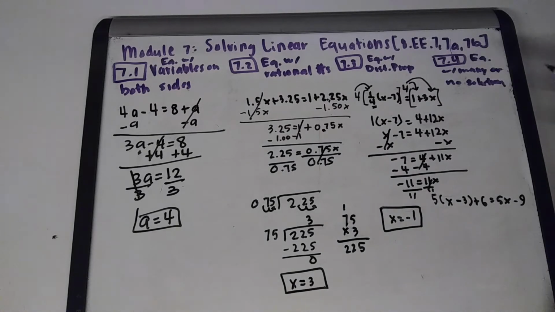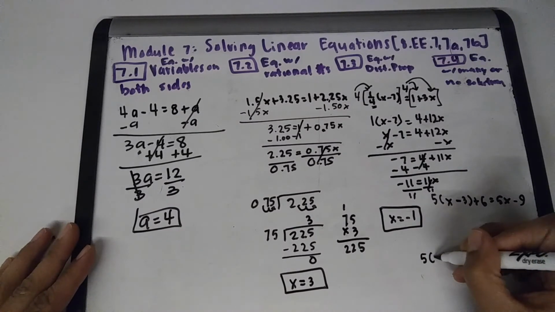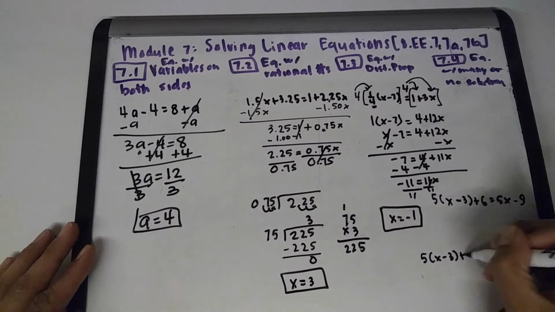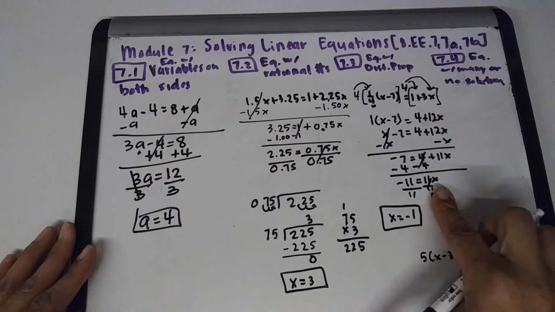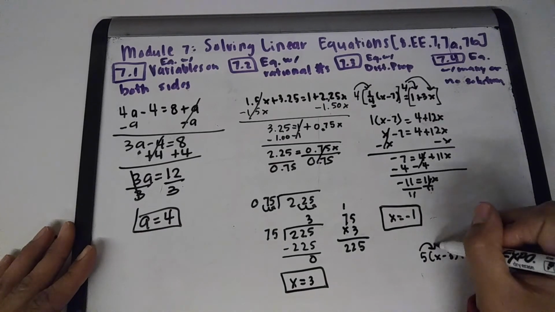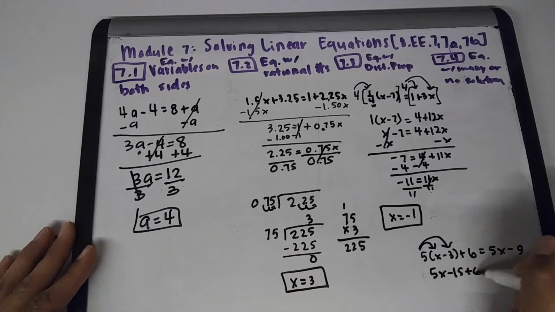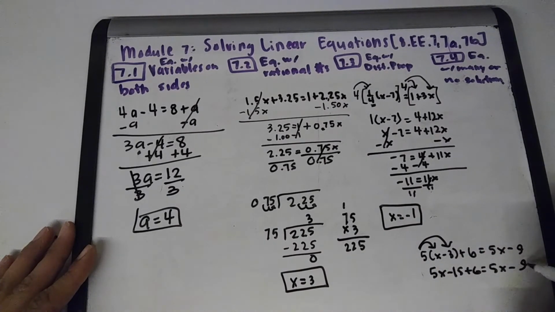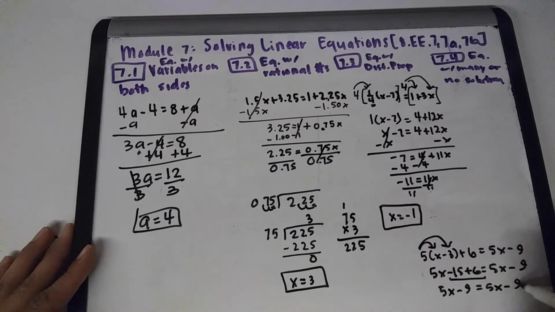Okay. Lesson 7.5 is equations with many or no solutions. So let me move this one right here so we can actually see it and not get confused. So first thing I'm going to do is distribute the 5. So I end up with 5x minus 15 plus 6 equals 5x minus 9. I'm going to combine this right here, which is going to be negative 9 equals 5x minus 9.